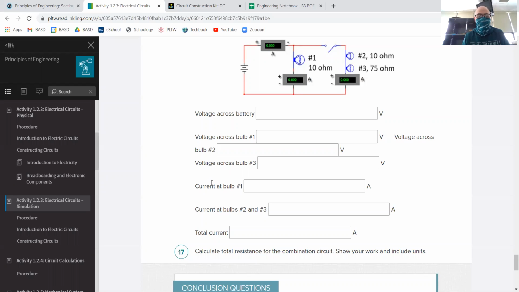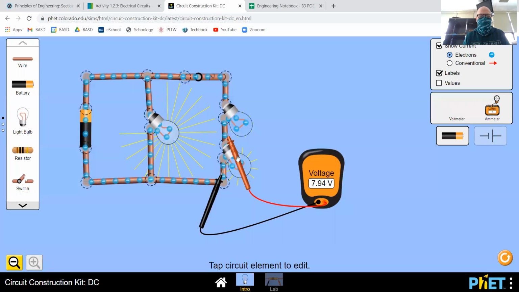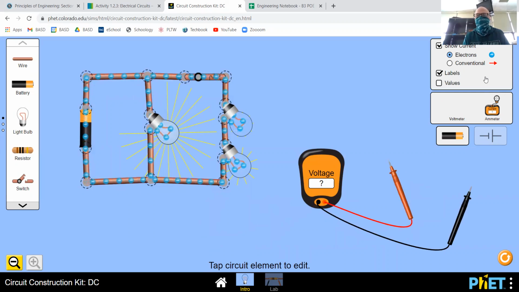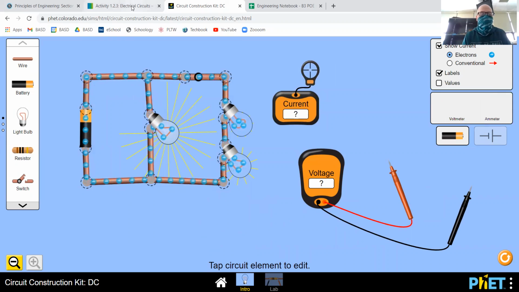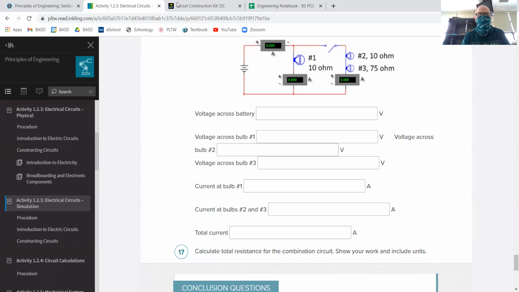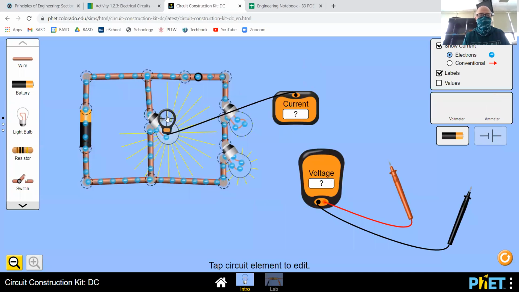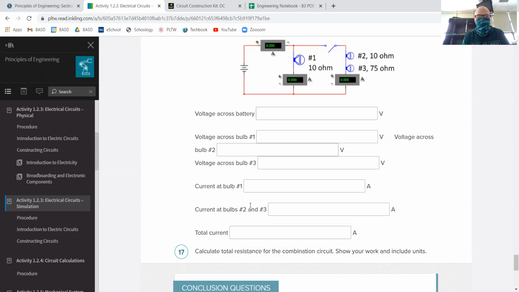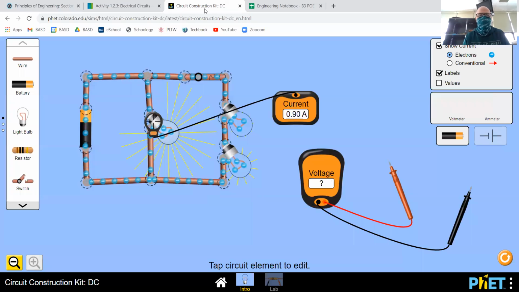And then the current at bulb 1. Well, current, this is a voltmeter or a multimeter, they call it in the real world. But I need an ammeter or a current meter, amps, current at bulb 1. So I take this current meter, stick it right on the bulb, there we go, 0.9 amps for the current at bulb 1.